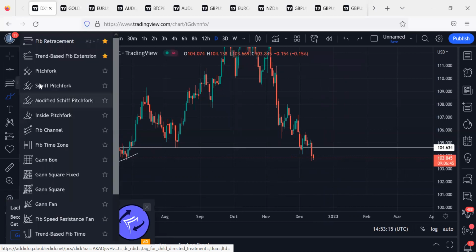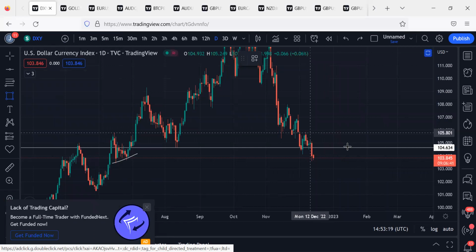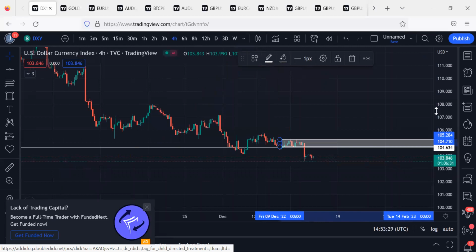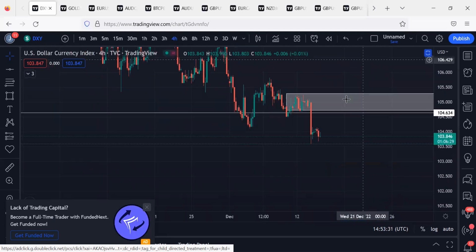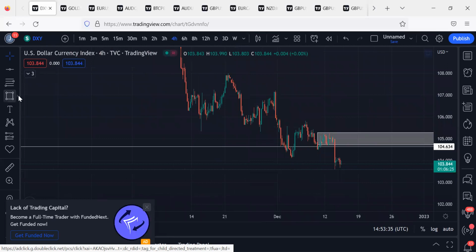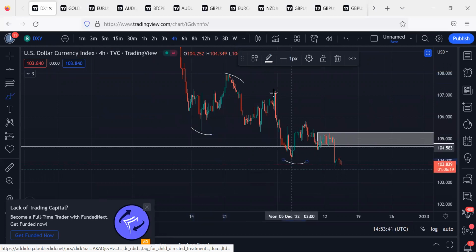Okay, let me do something else for you. Since this market structure has been broken, what caused the break of structure? It was this guy. So let me go to the intraday time frame, which is 4 hourly and 2 hourly. When I open the 4 hourly now, you can see your market structures very well. Lower low, lower high, lower low, lower high.